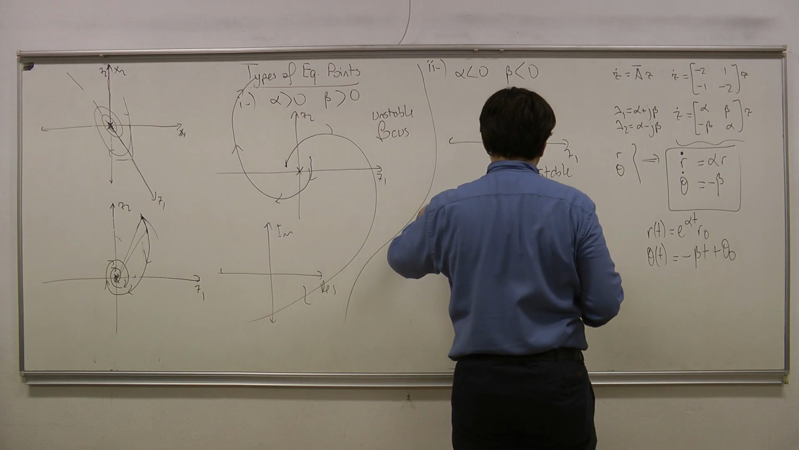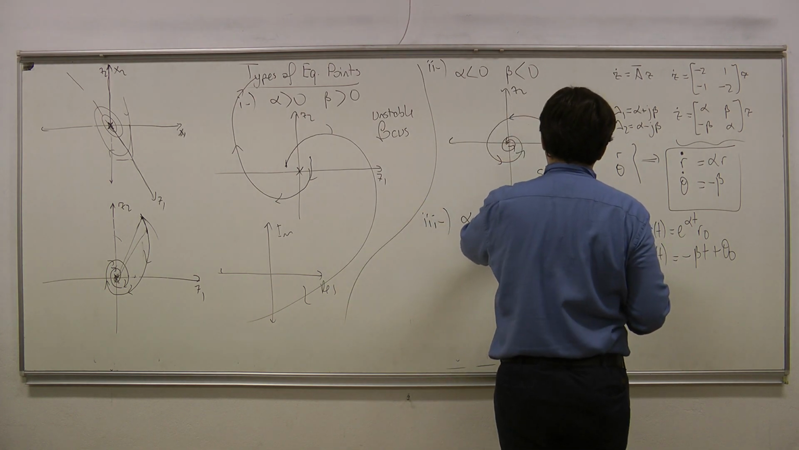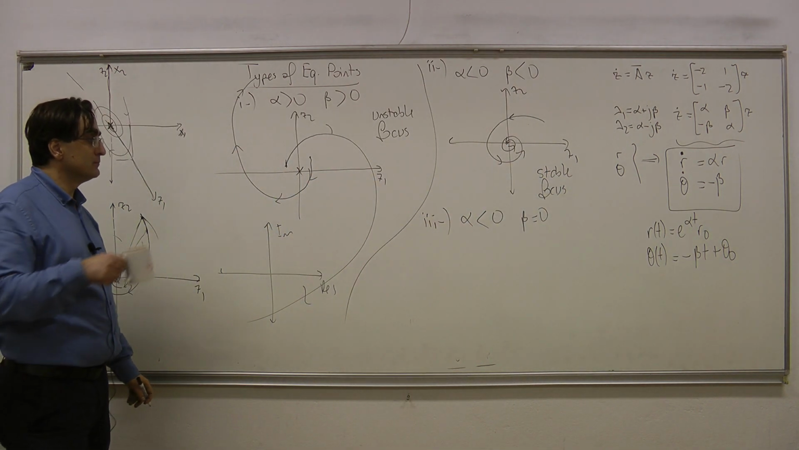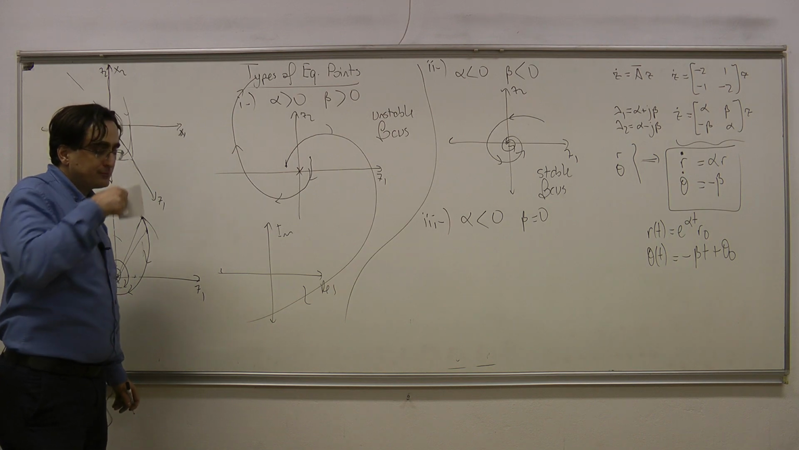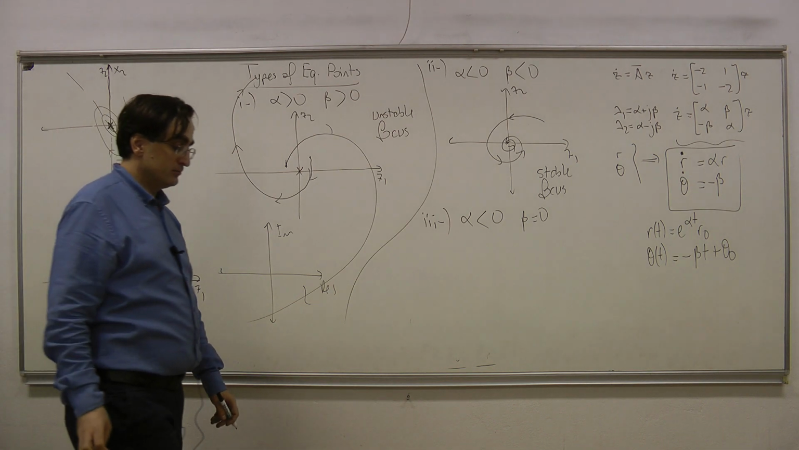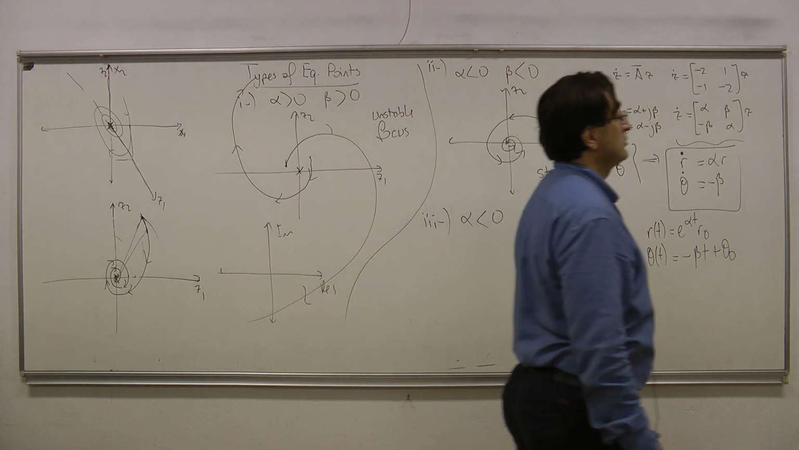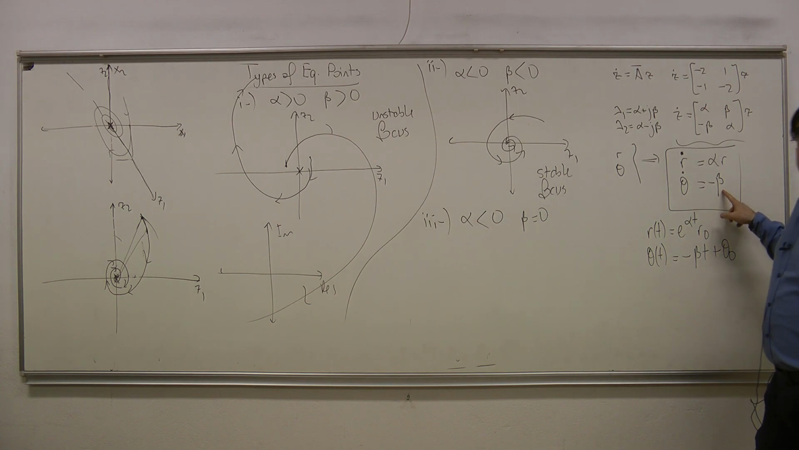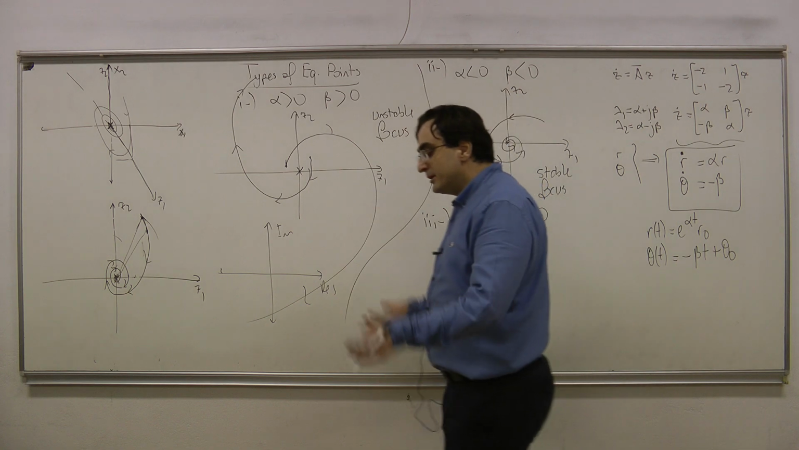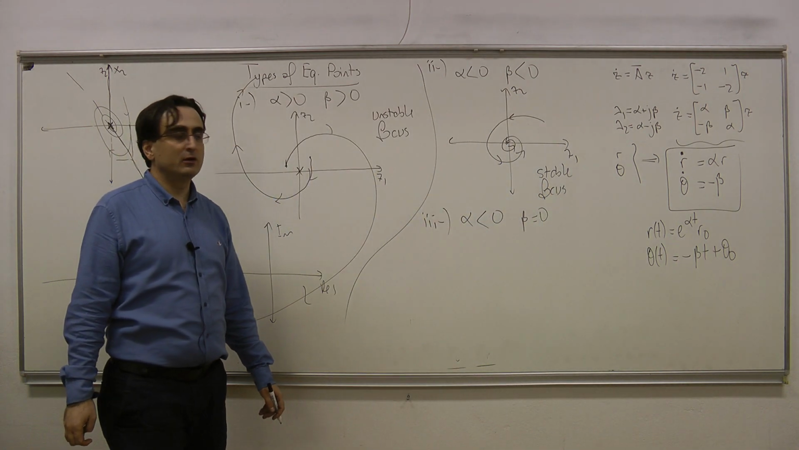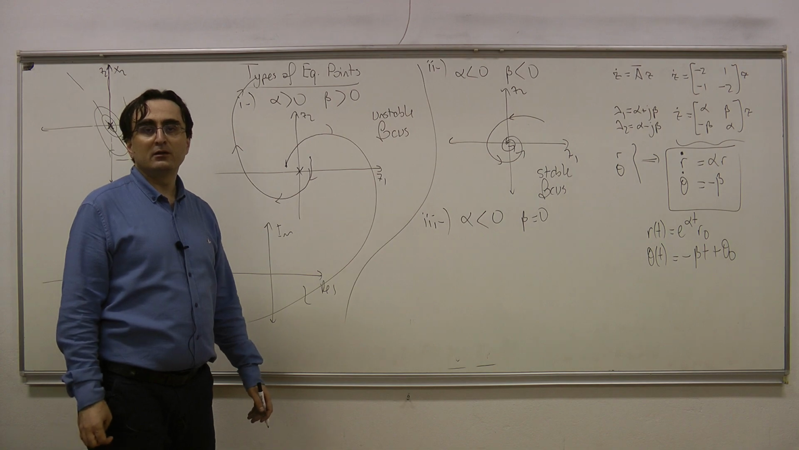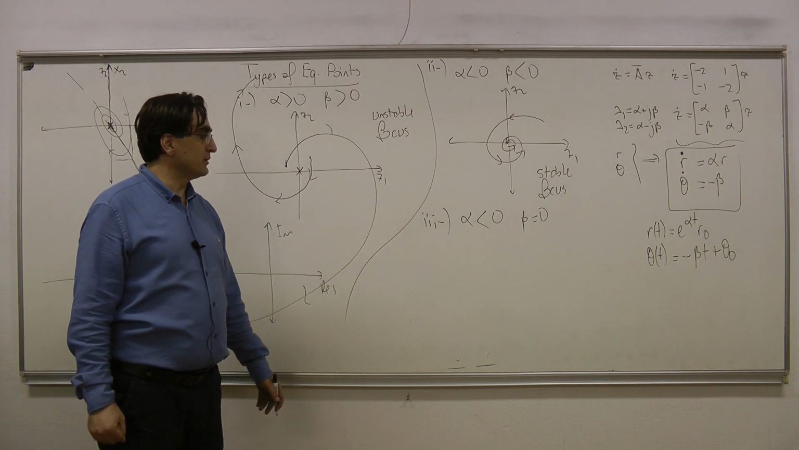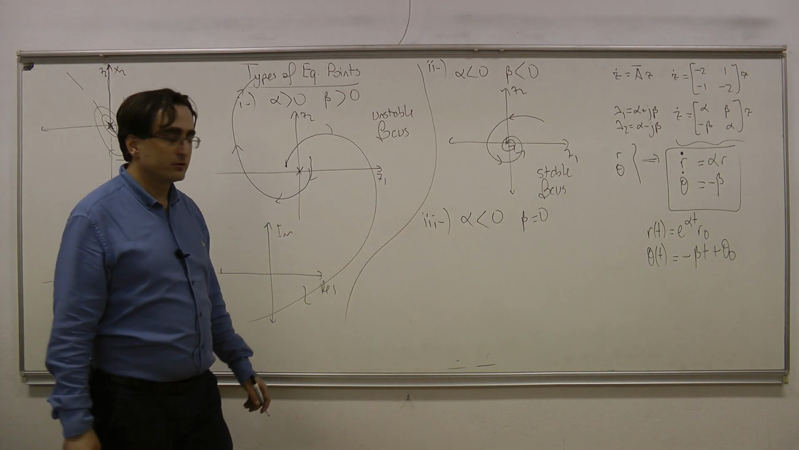Let us now look at a third case. Alpha is smaller than 0, beta is equal to 0. This is a tricky question actually. What would the trajectories look like? In this case, theta dot is equal to 0, okay? That means that we are not going to have any rotation at all, because the angular velocity is 0 here, all right? And alpha is smaller than 0, which means that the radius is going to get smaller and smaller.